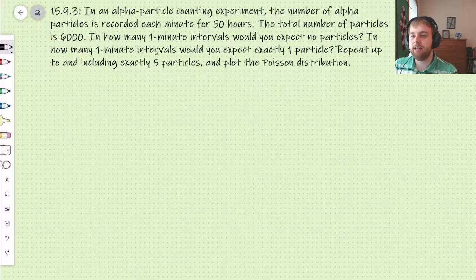So, let's read the problem. In an alpha particle counting experiment, the number of alpha particles is recorded each minute for 50 hours. The total number of particles is 6,000. In how many 1-minute intervals would you expect no particles? In how many 1-minute intervals would you expect exactly one particle? Repeat up to and including exactly 5 particles, and plot the Poisson distribution.